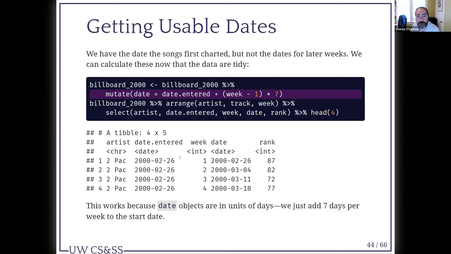So for this first Tupac song here, in week number one, the date of the rank was the date it entered the Billboard Hot 100. But the next week is 7 days later. 7 days after February 26th is March 4th. It was at rank 82, 7 days later it's March 11th, 7 days later it's March 18th. So you can use numeric addition and subtraction with dates, and it respects calendars perfectly fine and takes care of it all for you.